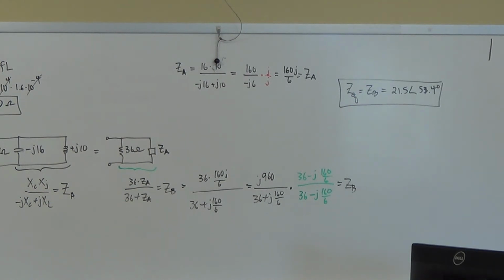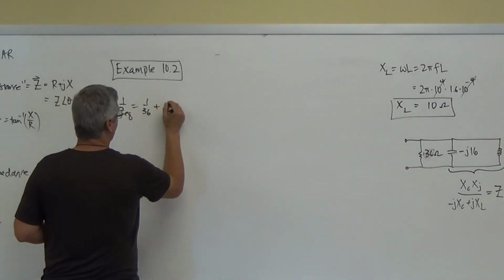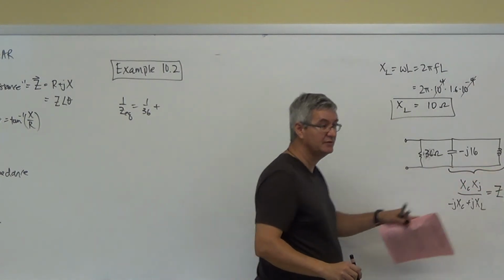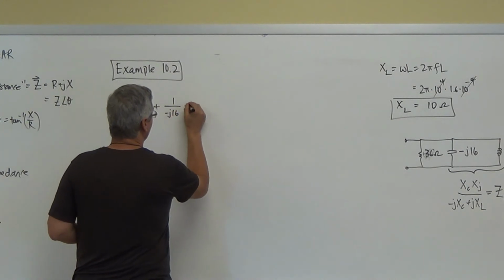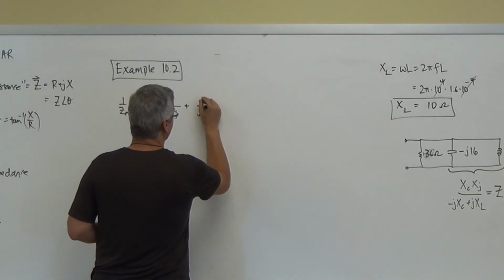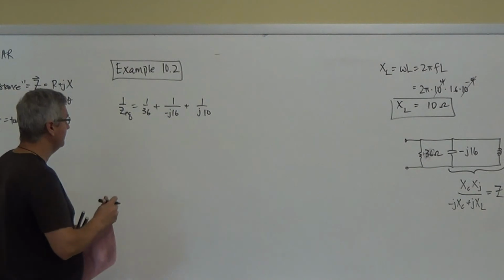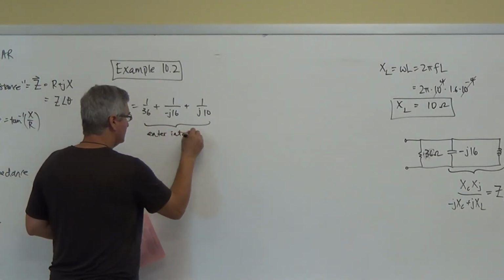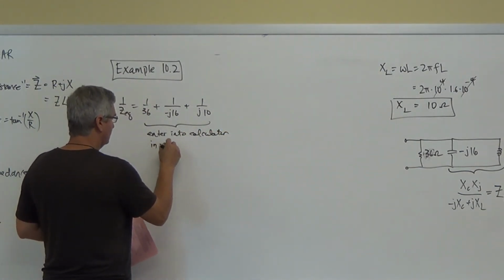So what would I do? I'd go like this. And then I have 1, here's this guy right here, so then I'm going to write 1 over minus j16 plus j10, like that. So you could do one of two things here. You could enter into the calculator in rectangular coordinates.